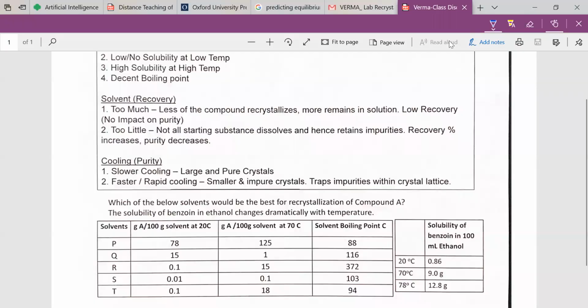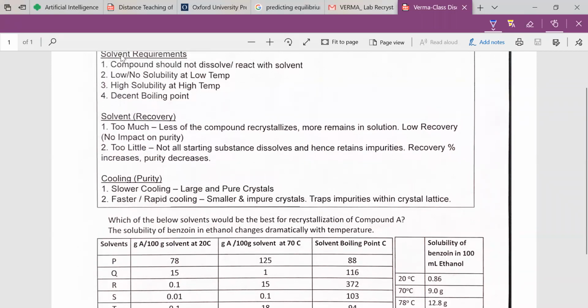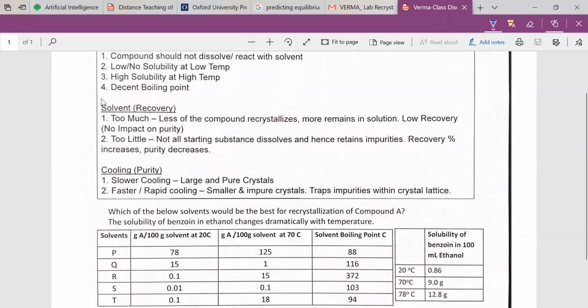Now, while we are going to look at this data and decide out of P, Q, R, S, and T which is going to be the best possible solvent for compound A, we have to keep in mind all of our 4 solvent requirements. Let's start with solvent P. At 20 degrees Celsius, 78 grams of compound A dissolves in 100 grams of solvent P.